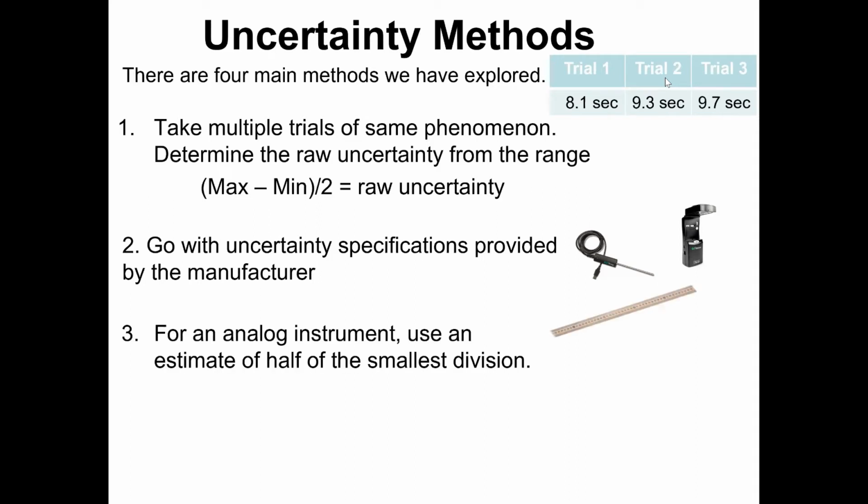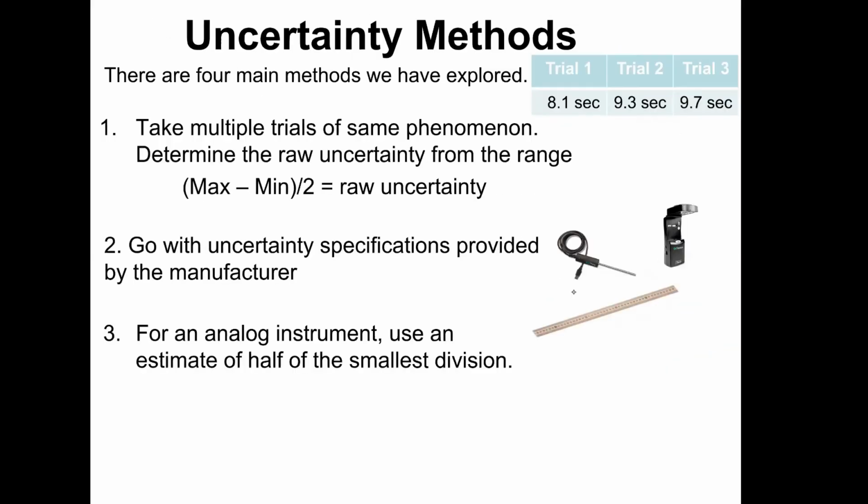The third way is if you're using an analog instrument, say something like a meter stick we have in class. Remember, those have divisions, and if you look at the smallest division on that meter stick or any analog instrument, you can estimate about half of that smallest division. With a meter stick in particular, be careful, because when you're measuring something, it has a starting point and an ending point. So you have to take into account the uncertainty on both the starting point and the ending point.